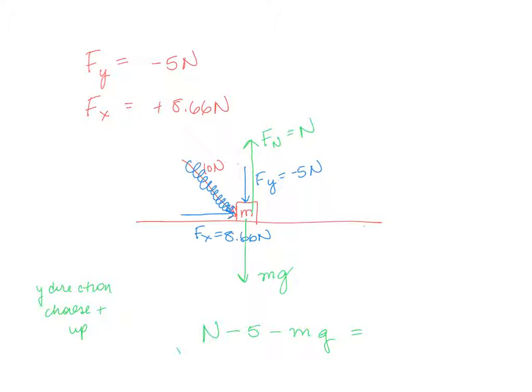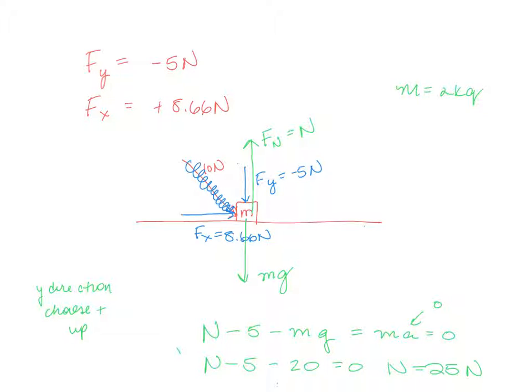What we know is that this thing isn't leaping off or falling into the table, so we know that the acceleration is equal to 0. Let's put in some value for the mass. Let's say m equals 2 kilograms. Then we have N minus 5, and using g equals 10, minus 20 equals 0. That tells me that the normal force is 25 newtons.